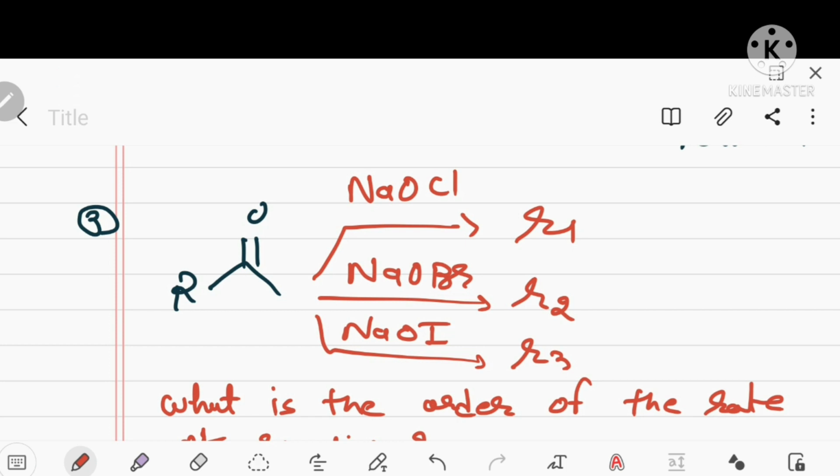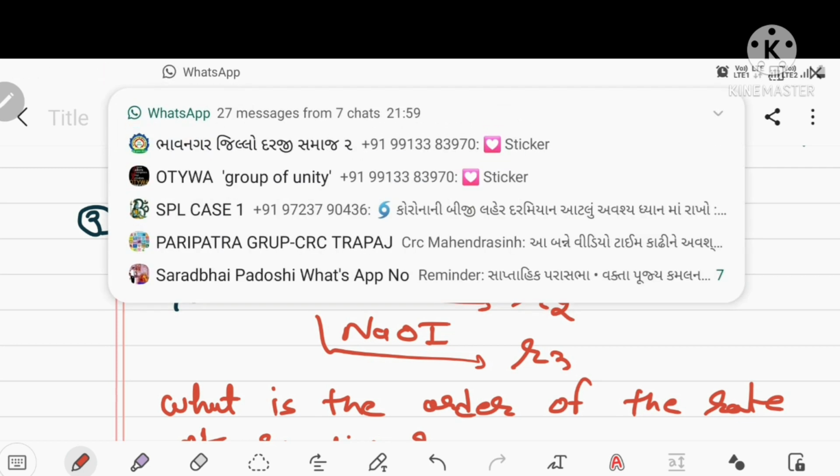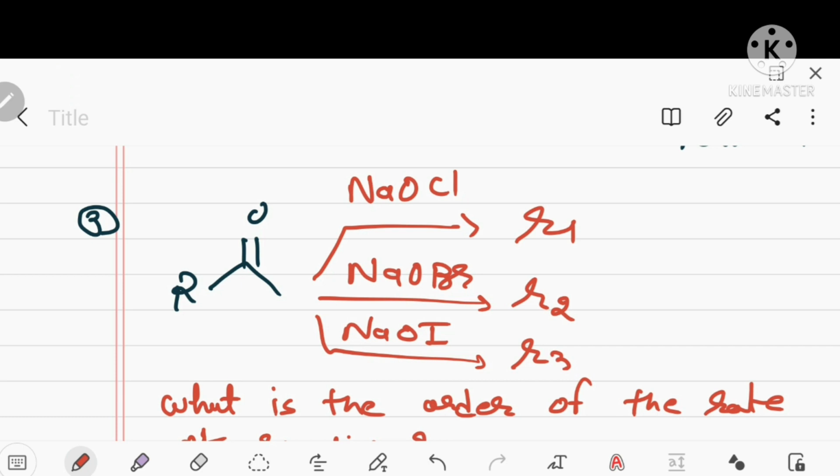So what the main or actual thing is, we have given sodium hypochlorite, bromide and iodide. Generally all of the students are thinking that chlorine, bromine, iodine, these all affect the rate of reaction, but actually if you know the reaction mechanism, now at this point reaction mechanism is required to understand.